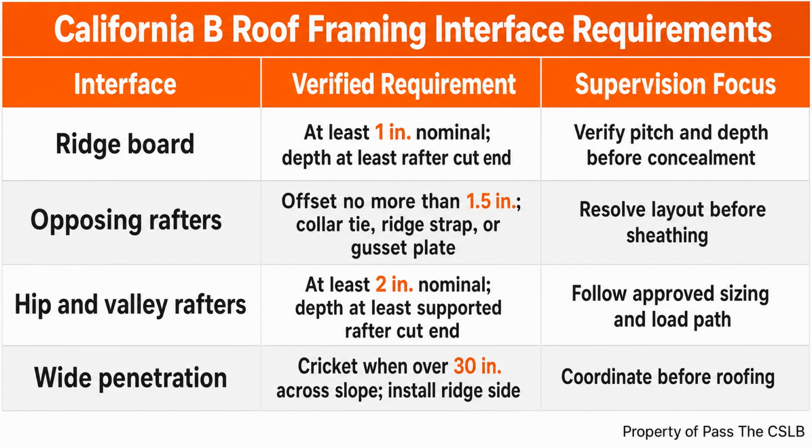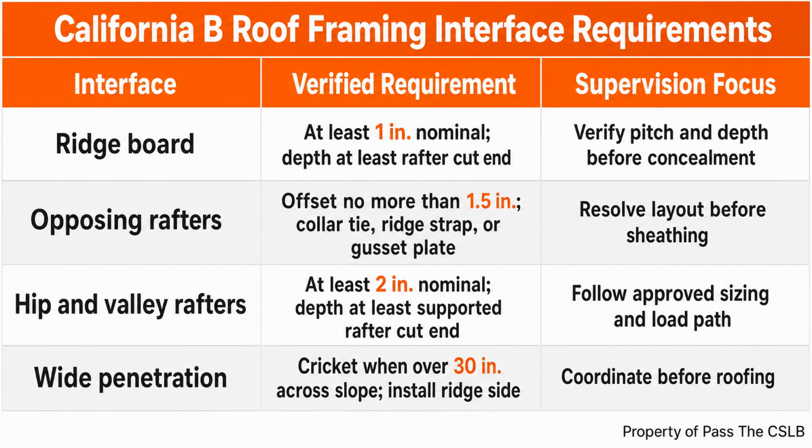The framing interface table separates 4 checks. At the ridge board, I check nominal thickness and depth. At opposing rafters, I check alignment and the permitted offset. At hips and valleys, I check nominal thickness and supporting depth. At a wide chimney or penetration, I check whether the cricket threshold has been crossed. These checks belong together because roof geometry concentrates mistakes at intersections.